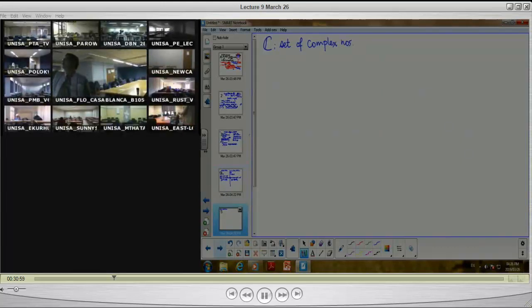Which are numbers written in this form a plus ib, where a and b are real and i squared is -1, and I believe you know what its conjugate is. It is a minus ib. a is often called the real part of z. b is often called the imaginary part of z. And so on. So you know that, and you also possibly know that z times z bar is the square of what is usually called the modulus of this complex number, and so on.